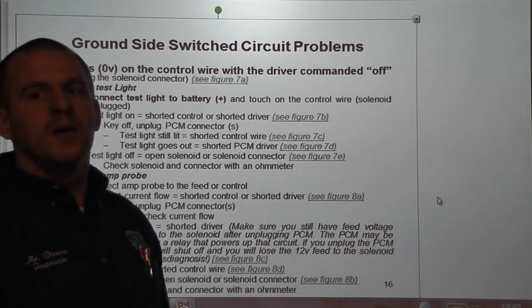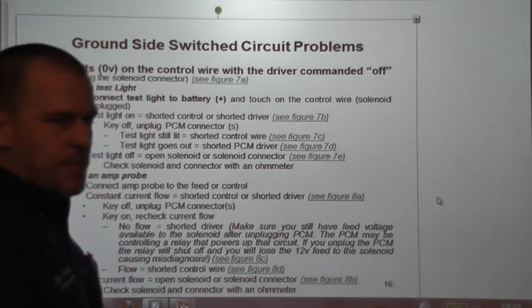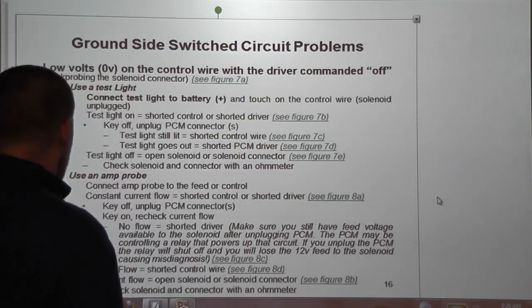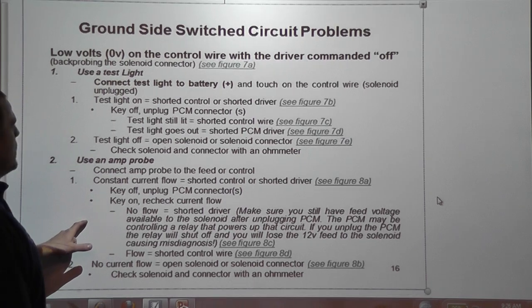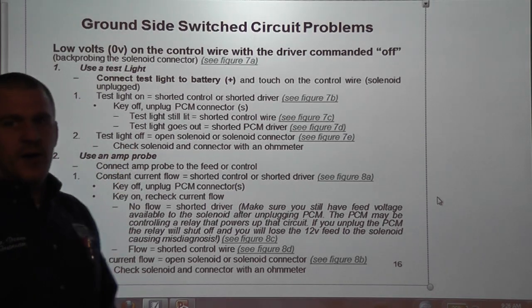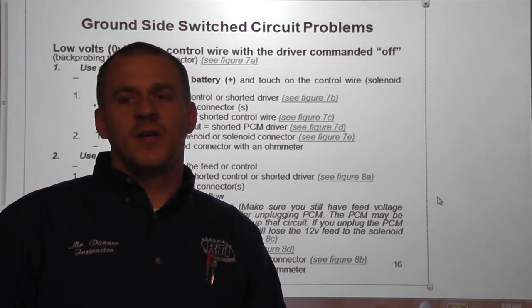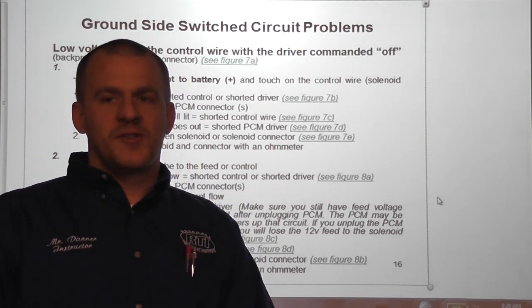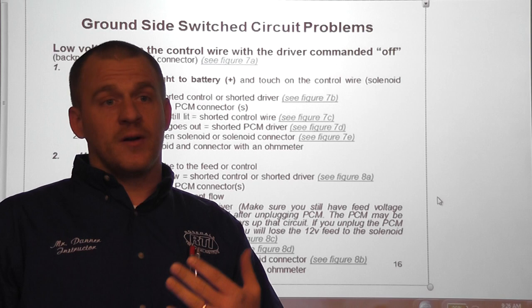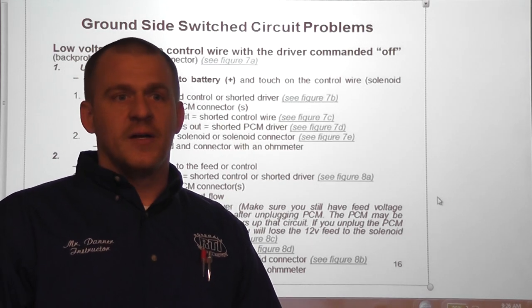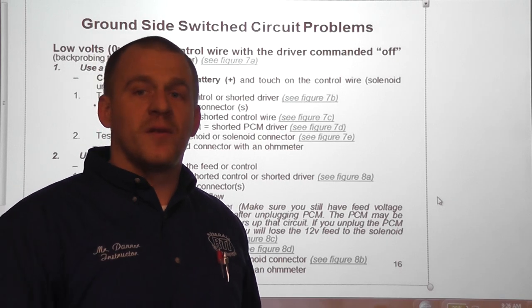What are we reading? We're reading 0 volts. So I'm giving you a couple testing methods we can use. I'm going to show these, and the one that we're going to do is use a test light. We're going to put a test light connected to battery positive on the control wire, and the result of this test light is going to lead us either to the right or to the left. We're at a fork in the road, we're going to turn left or turn right, depending on the result of the test light.